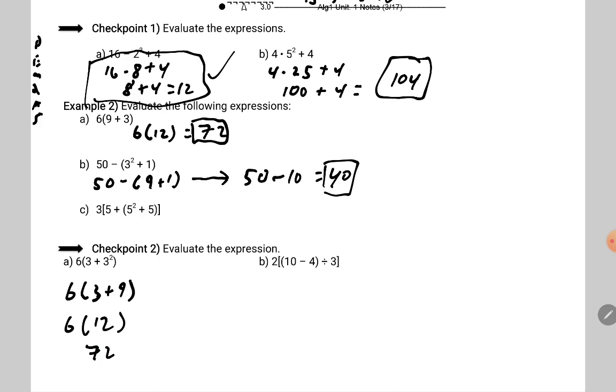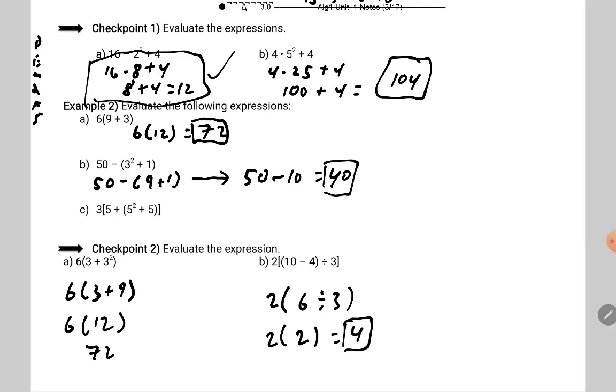And now, part B. Whenever we have brackets, that's the same thing as parentheses, but that's just separating which parentheses is which. We're going to go all the way on the inside to 10 minus 4. So 2 times 10 minus 4, which is 6, divided by 3. On the inside of the parentheses, or what used to be brackets, 6 divided by 3 is 2. 2 times 2 is 4.